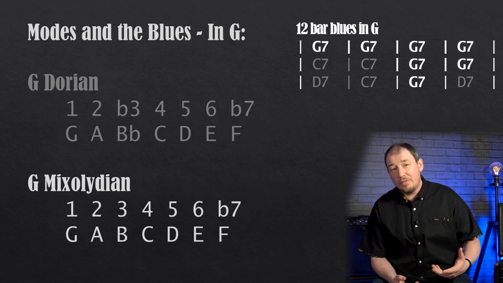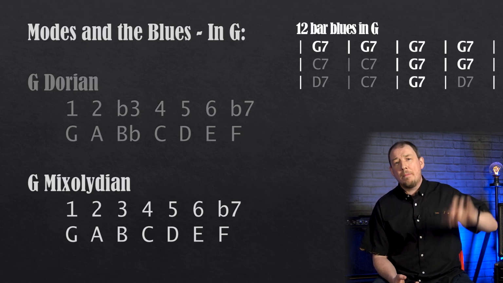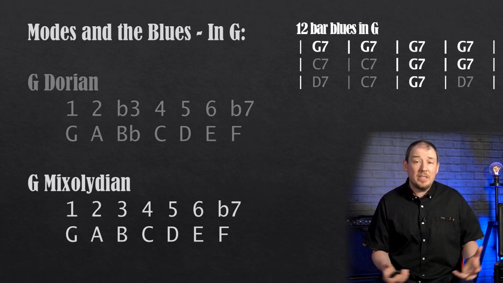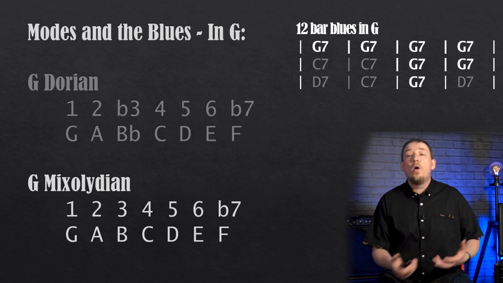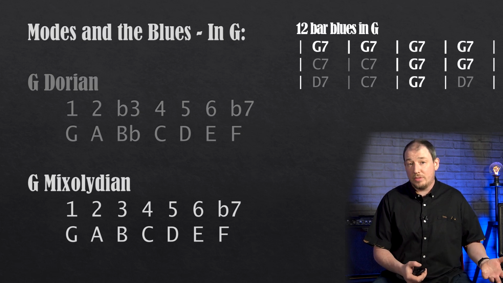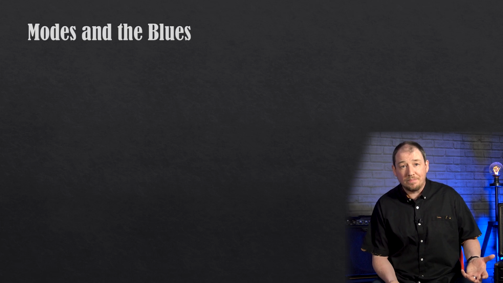And I'll discuss that in a future lesson, but if you've already seen my lessons on mixing major and minor, it's basically the same principle. That means that we can't use G major pentatonic over a C7 and D7 chord. For the same reason, we can't use G Mixolydian.